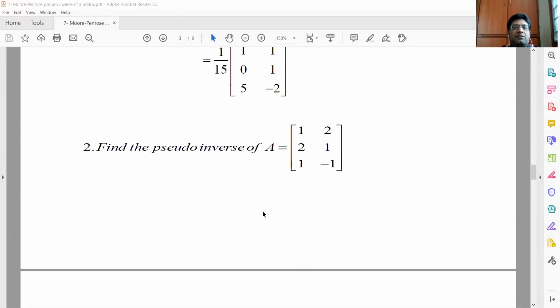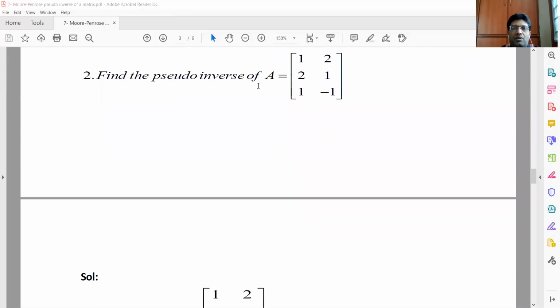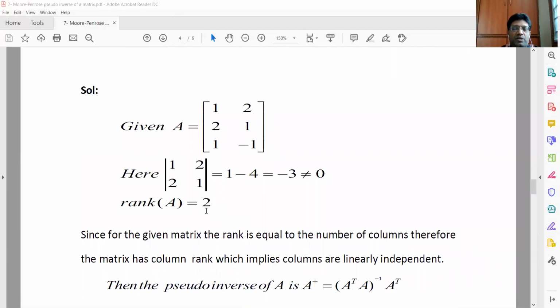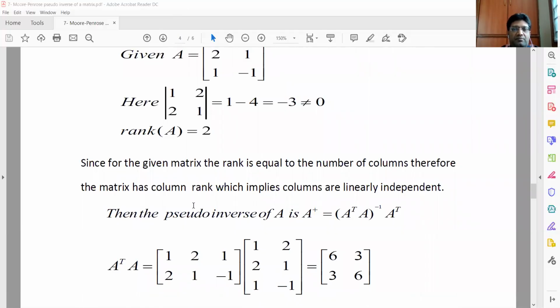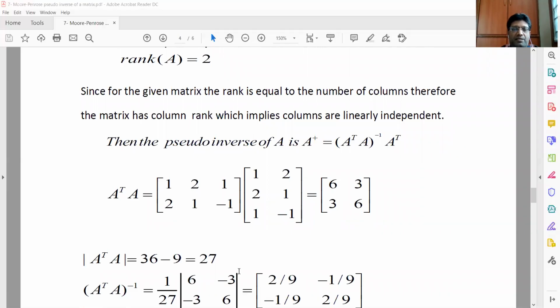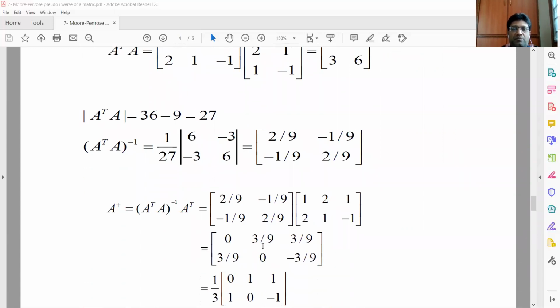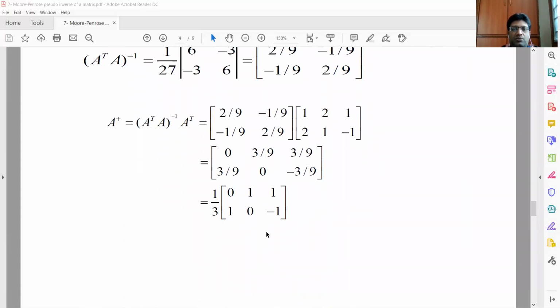Okay. Next, find the pseudo inverse of A. This is also a rectangular matrix, but the order here is 3 by 2. So we are calculating its rank. The rank here is 2, and 2 is equal, in this case, to the number of columns. Therefore, it has column rank. When it has column rank, the pseudo inverse formula is A transpose A inverse into A transpose. In the beginning, we have seen this formula. So we require A transpose A. We calculated it here, and its inverse is calculated because a 2 by 2 matrix inverse is very easy. Then multiply and we will get this one. This is the pseudo inverse.